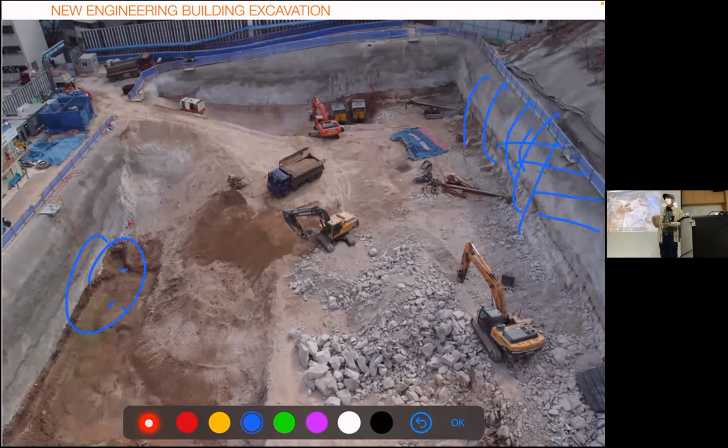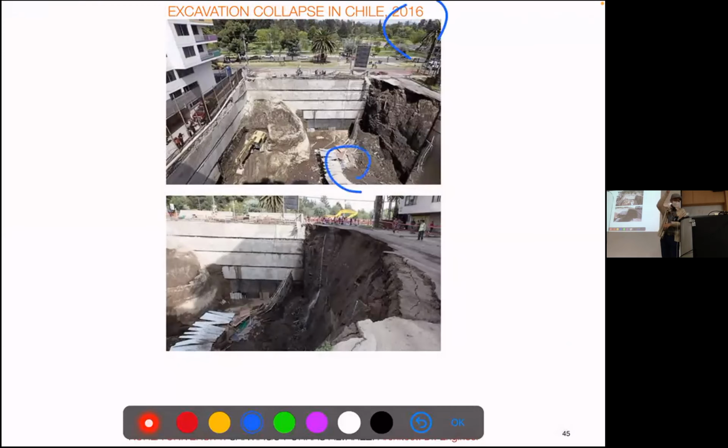This happened a few years ago in Chile. They had some slurry walls, but just without any big loads, just a street, it collapsed. That happens even in the best families with the best engineers, right?